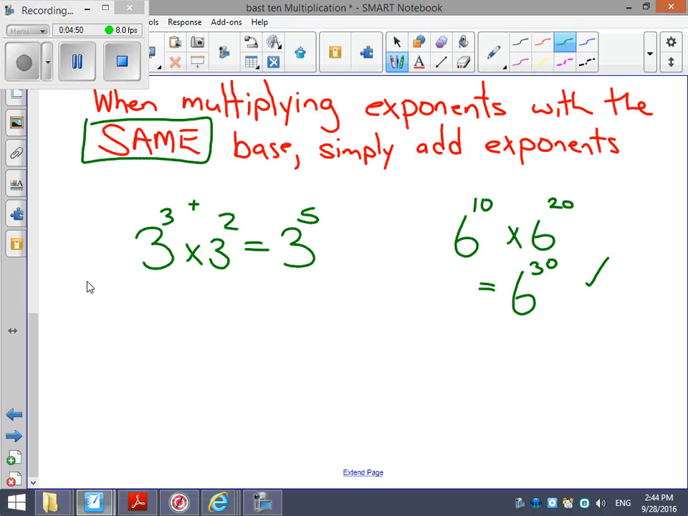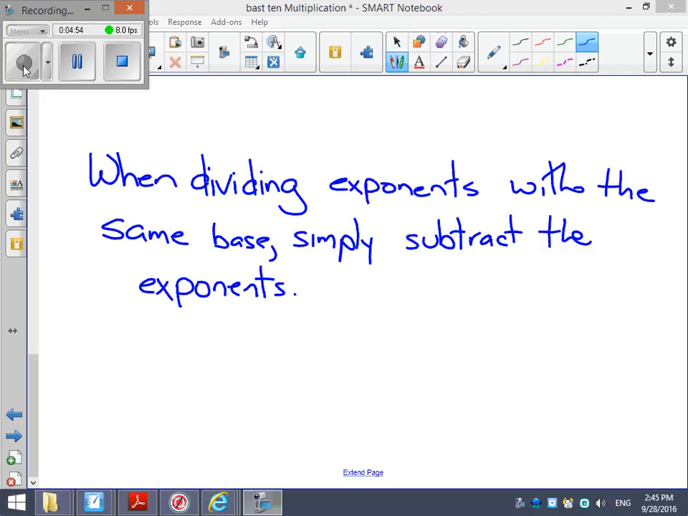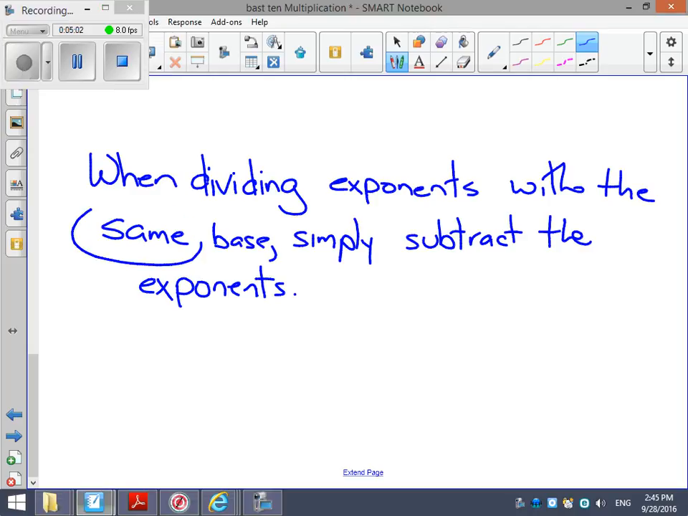Now all we have to do is figure out division. And here it comes. Here's the rule for division. So when we're dividing exponential numbers that have the same base, we are simply going to subtract the exponents. Remember, it has to be the same. If it's not the same, it doesn't work out.